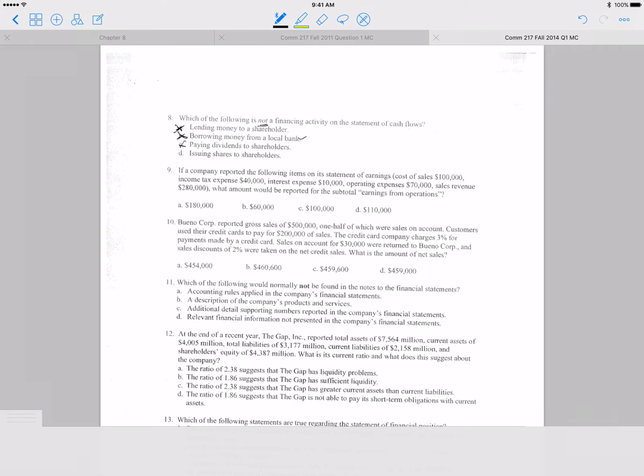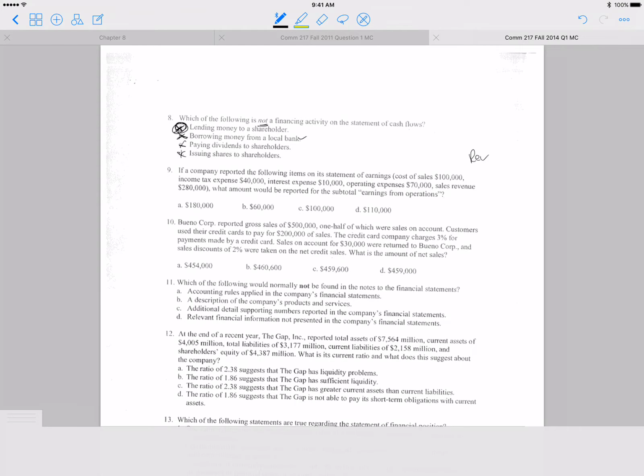And then D, issuing shares to shareholders. So you're also receiving money, which is going to help pay off debt or pay for your assets. So that's also correct. So the answer, like we said, was A, lending money to a shareholder.